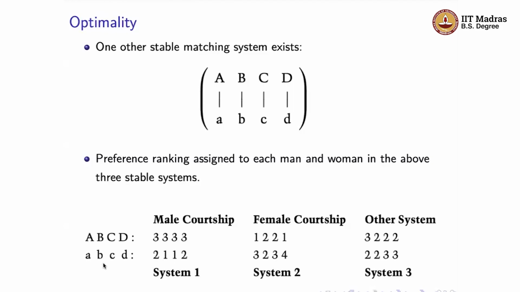From Mr. B's perspective, he is going to say that system 1 is strictly better than system 2 and 3, because he's getting his most preferred partner in system 1, whereas he would have got his second most preferred partner in system 2 and 3. Similarly, Mr. C is going to agree that system 1 is definitely better than system 2 and 3. And Mr. D is going to say that system 1 is strictly better than system 2 and 3. So while Mr. A is indifferent between system 1 and system 3, all the others would say that system 1 is strictly better.